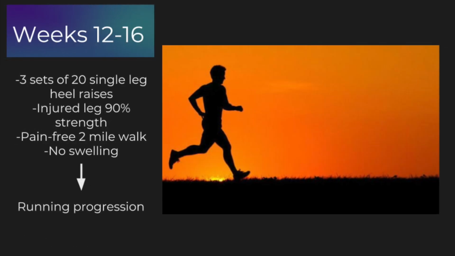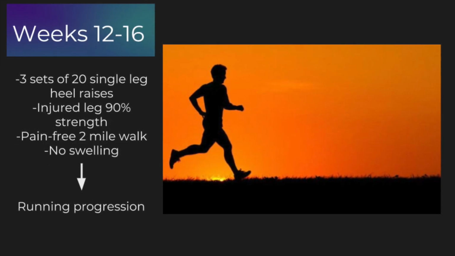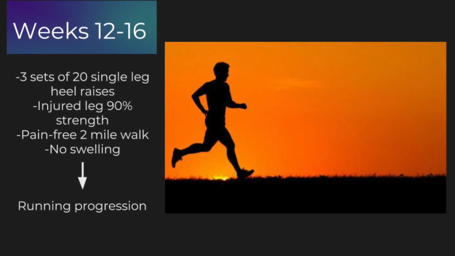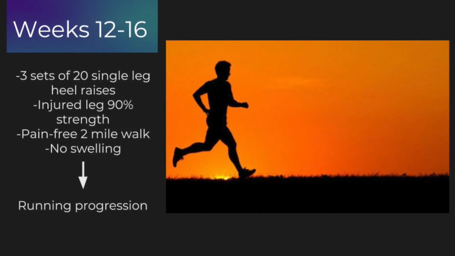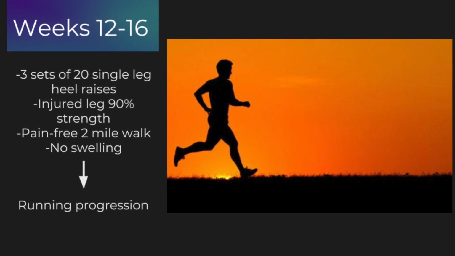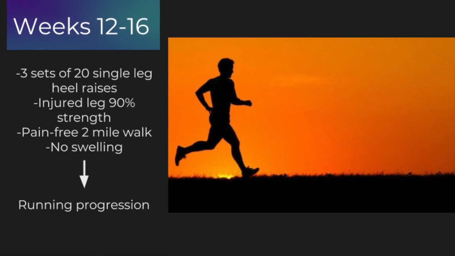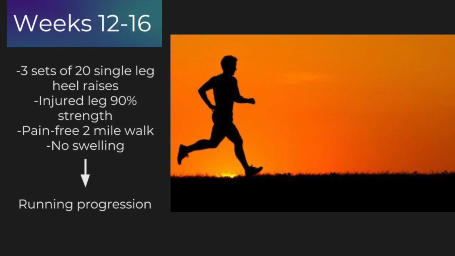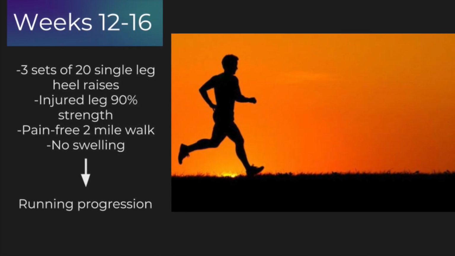Weeks 12 through 16, the patient will continue previous exercises and will begin a running progression after they complete 3 sets of 20 heel raises with injured leg strength at 90% of uninvolved, complete a pain-free 2-mile walk at 15 minutes a mile, and if there is no post-exercise swelling. If the criteria is met, the patient can then do agility drills and transition to normal activities.